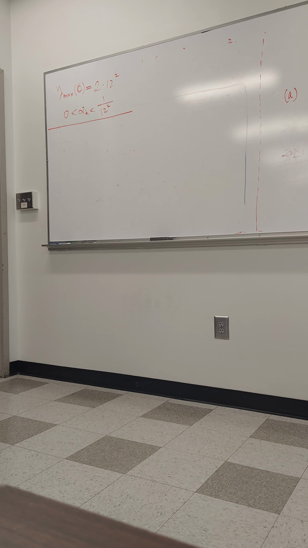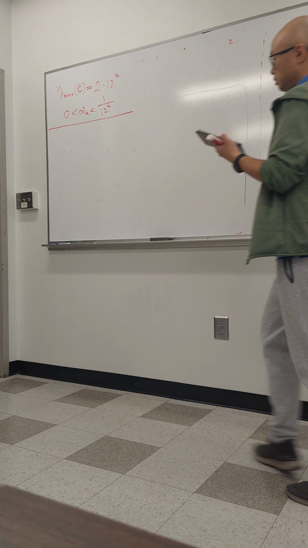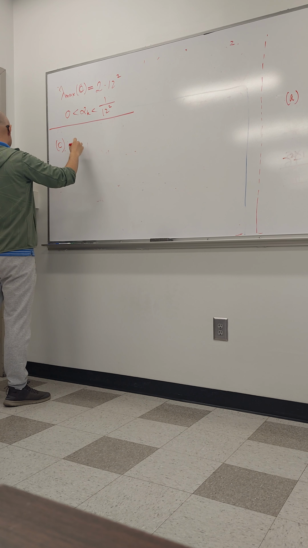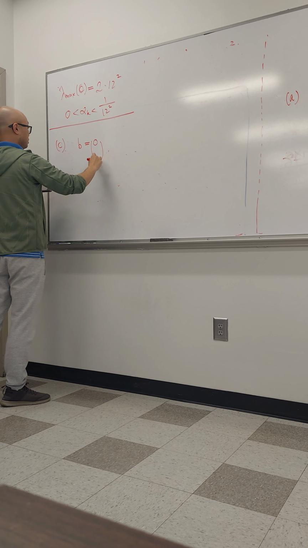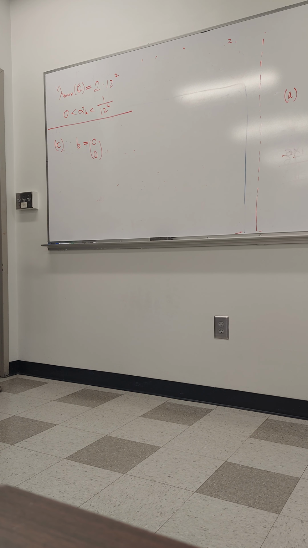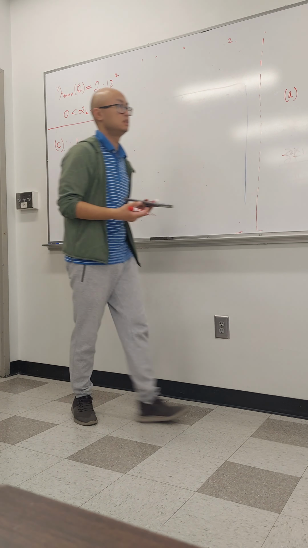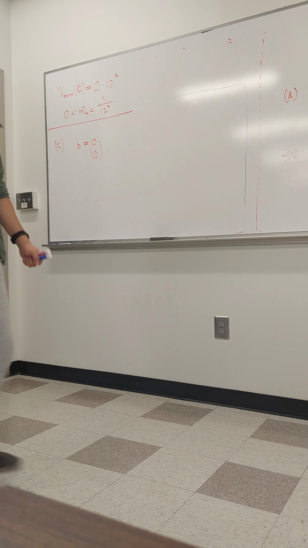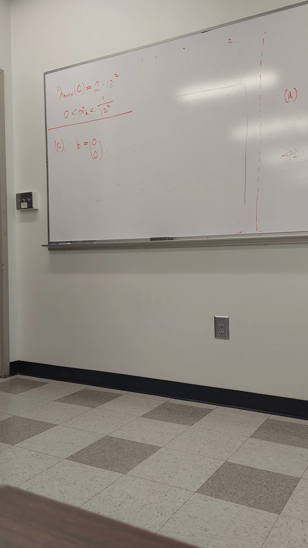So then, the C, okay. It says, if B is 0, so vector 0, just 0, 0, what is x star? All right. Remember.